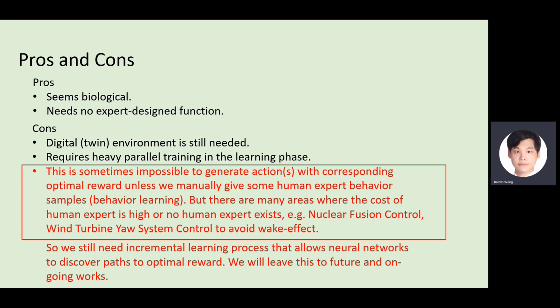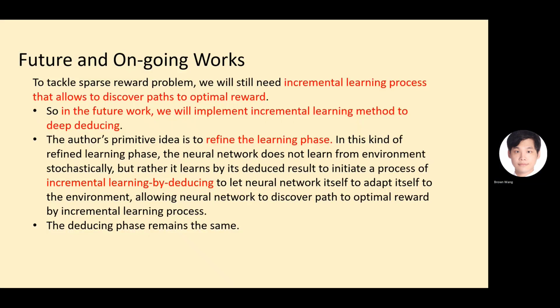But as we all know, there are many areas where the cost of a human expert is high, or there's not even a human expert, for example, nuclear fusion control, or wind turbine system control to avoid the wake effect. So we still need an incremental learning process that allows neural networks to discover paths to optimal reward. We will leave this to future and ongoing work.